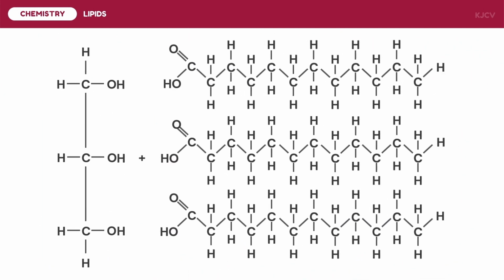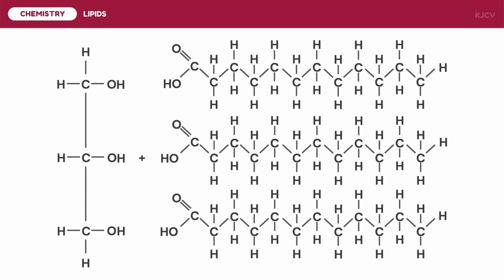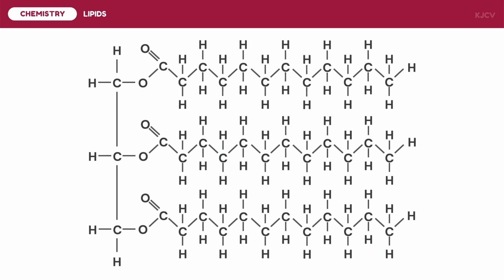Let's look at an example of the formation of a triglyceride with 3 molecules of lauric acid, a fatty acid which contains 12 carbon atoms. To form a triglyceride, the hydroxyl groups of the fatty acids will form water with the hydrogen atoms of the glycerol molecule. After dehydration, the triglyceride will look like this. Here we can see that each carbon atom of the glycerol molecule has an attachment of lauric acid, making a triester of lauric acid.